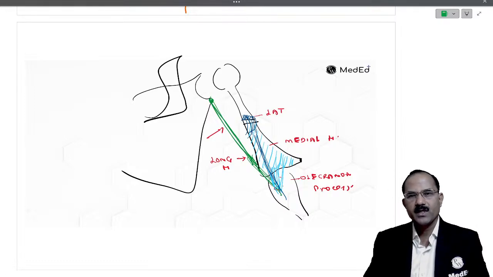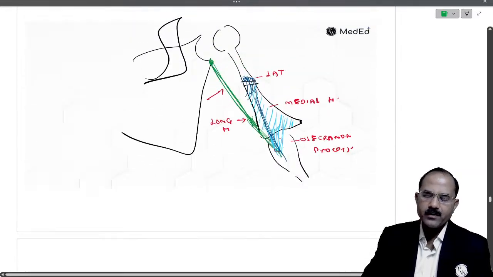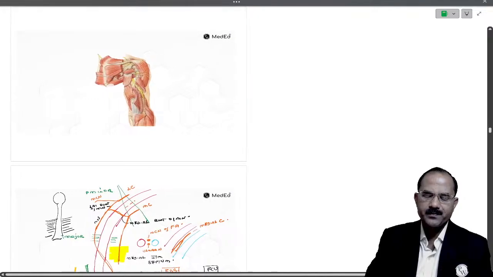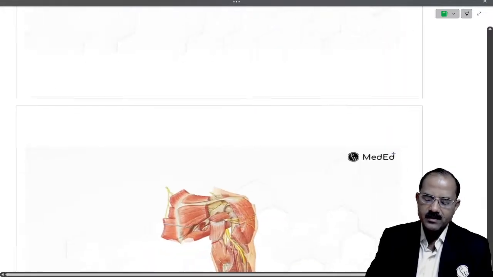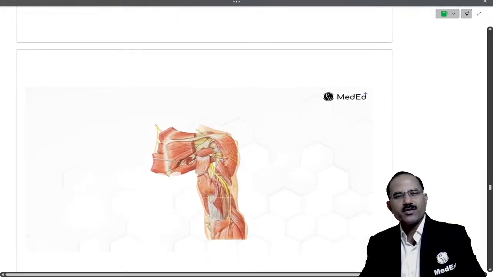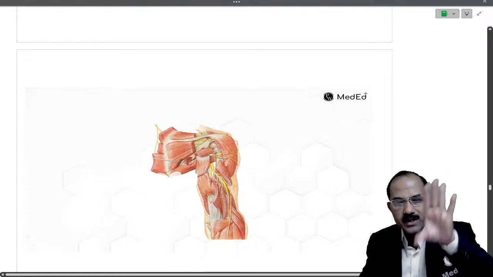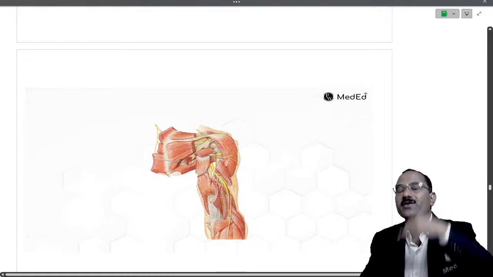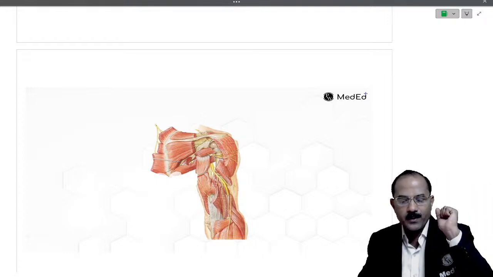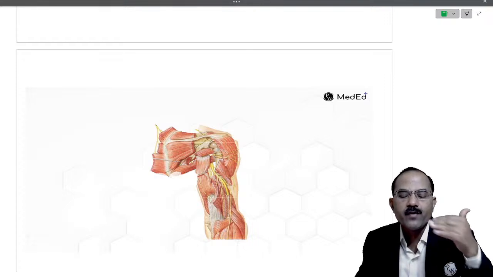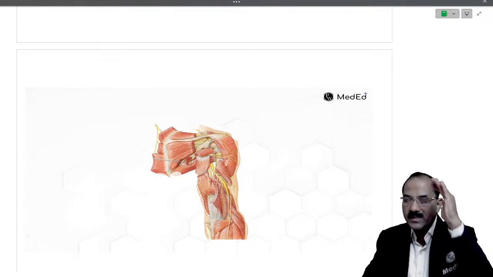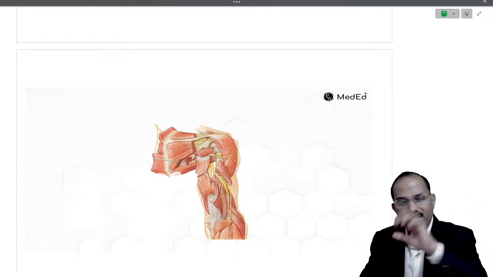Clear to all of you? So now you tell me about the radial nerve. I'll just tell you in short. Radial nerve is a branch of which cord? It is a continuation of the posterior cord. The root value of the radial nerve is C5 to T1.